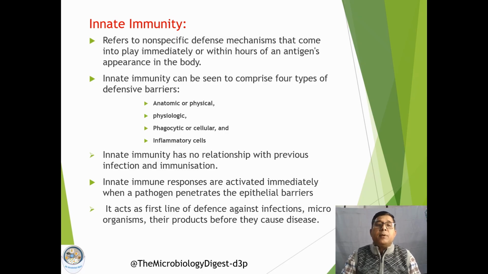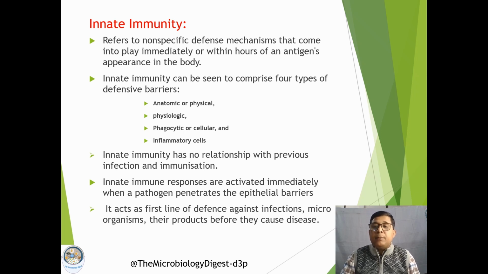This innate immunity may be conferred by different types of barriers actually. There may be four different types of barriers: anatomical or physical barriers, then physiological barriers, phagocytic or cellular barriers, and the inflammatory cells. So these barriers, first they will try to eliminate the infectious agents or antigens from our body.